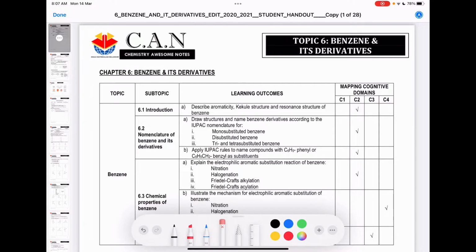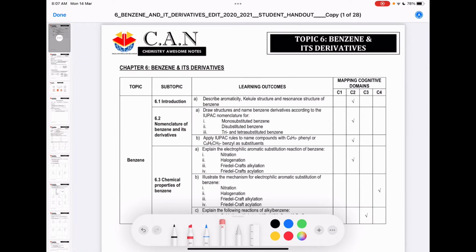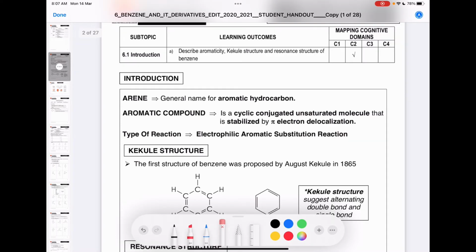Now before that, let's take a look at the learning outcome for this chapter. Kalau kita lihat, kita ada 3 subtopic. We have 6.1 introduction, 6.2 nomenclature, nomenclature is naming, and 6.3 is the chemical properties of benzene. So dalam video ini, Madam hanya akan cover 6.1 sahaja, iaitu pengenalan. So let's take a look.